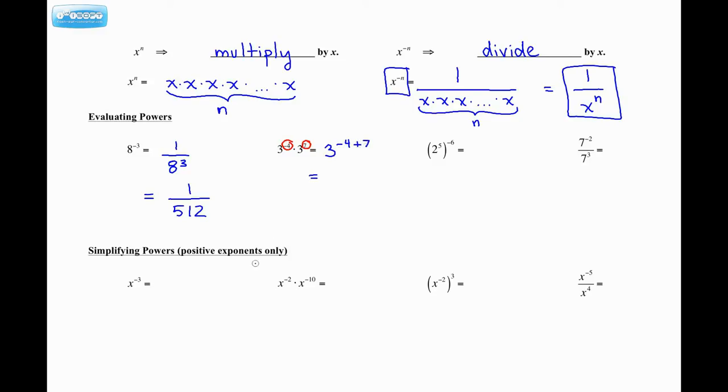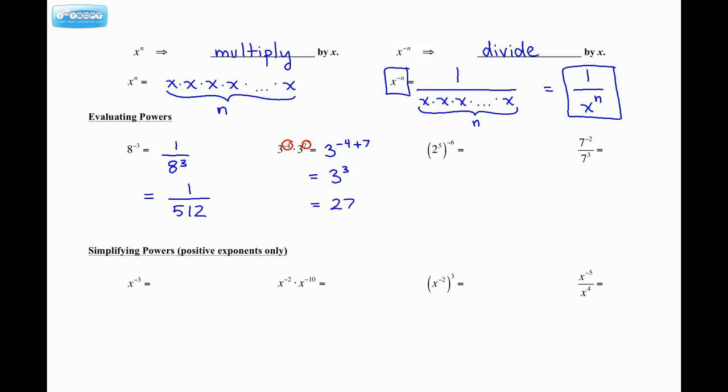So all of our exponent rules that we learned when we were younger still apply. It doesn't matter whether the exponents are positive or negative. So that's a relief. We don't have to learn a bunch of new rules. So negative 4 plus 7 is 3, and I can evaluate that easily. 3 cubed is 27.